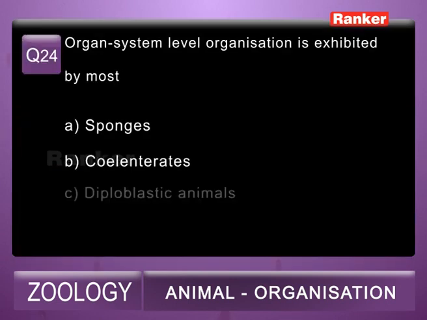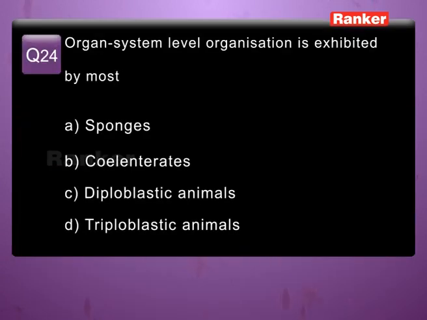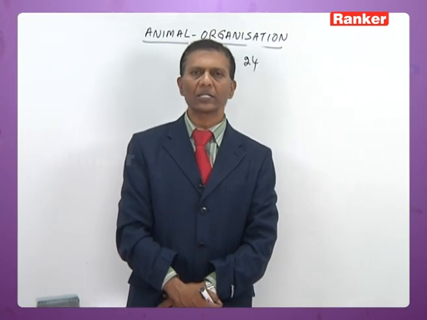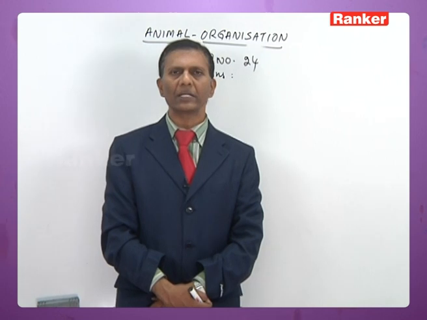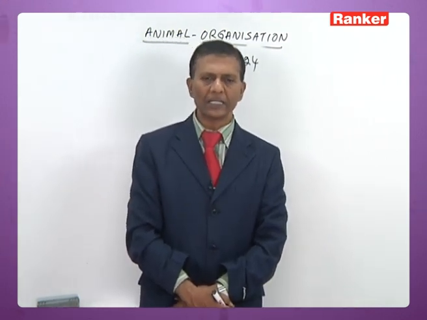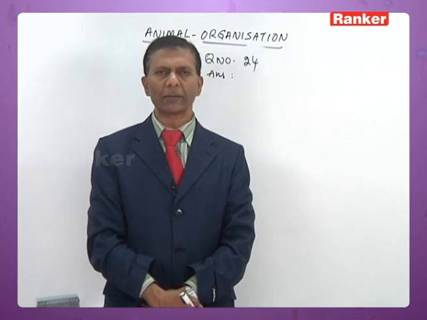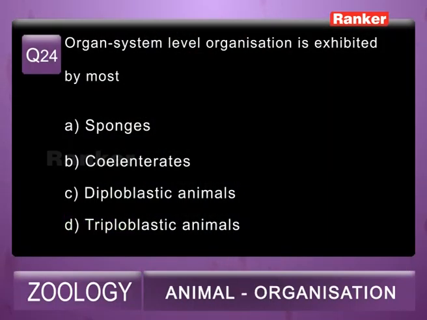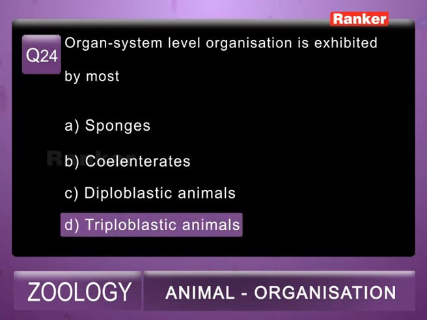24th question. Organ system level of organization is exhibited by most A, sponges, B, coelenterates, C, diploblastic animals, D, triploblastic animals. Organ system grade of organization is noticed right from Platyhelminthes onwards. So among these options, D is the correct answer because all organ system grade animals are triploblastic. So 24th question, correct answer is D, triploblastic animals.